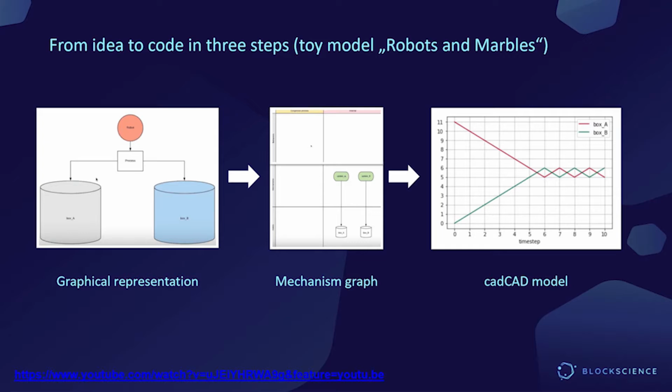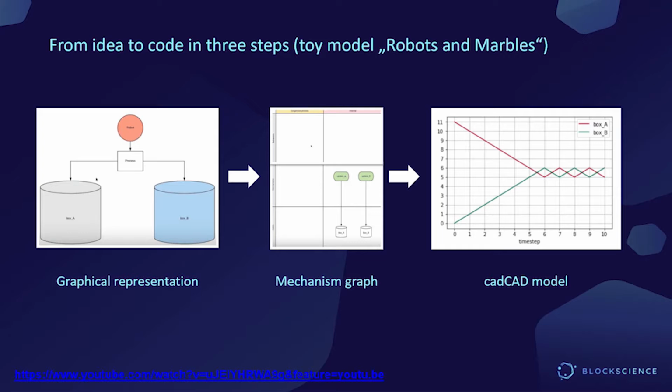And here in this system, it consists of two boxes. There's box A and box B, and they both have marbles in them. One of them has 10 in this state, and the other one has 0. And there's a robot, and the job of the robot is to take marbles from one box into the other box until there's an equal number of them. So you see, it's extremely simple, but it explains the concept quite well.